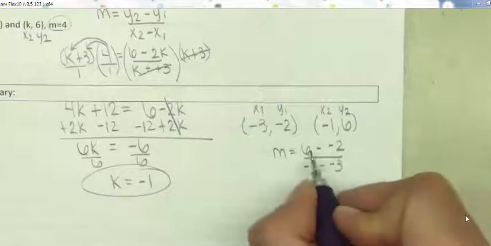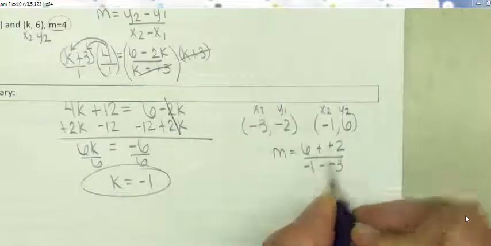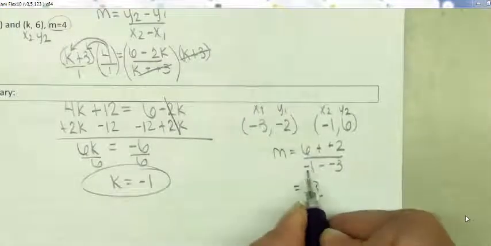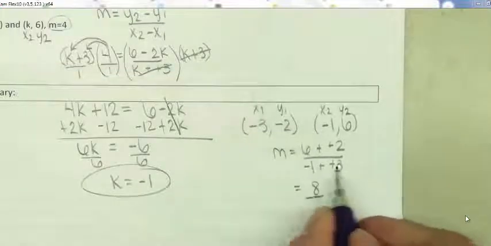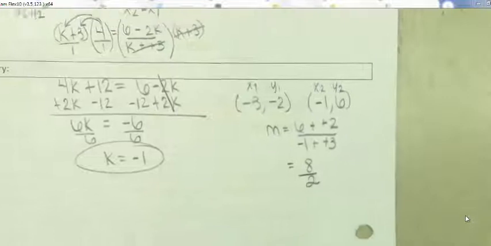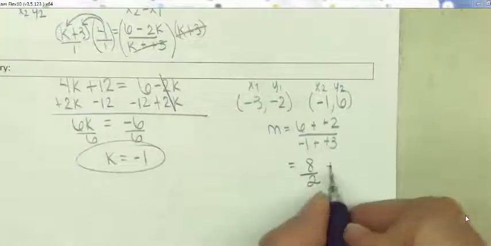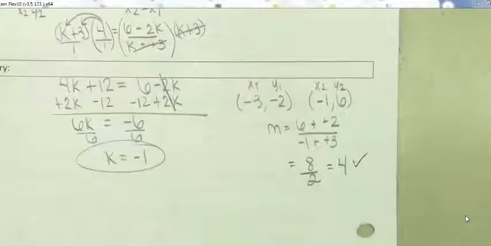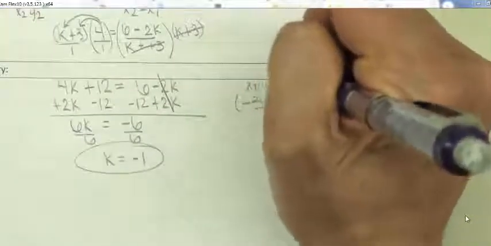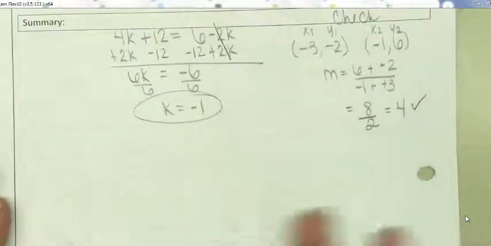Let's see if this worked out. 6 minus a -2, well, that's going to be 8. -1 minus a -3, that's a positive, right? So that's going to give me a +2. 8 divided by 2. Oh my goodness, it worked out. I checked it out. So this right here is me checking. Sorry, I went into your summary, but you can always write your summary down here.